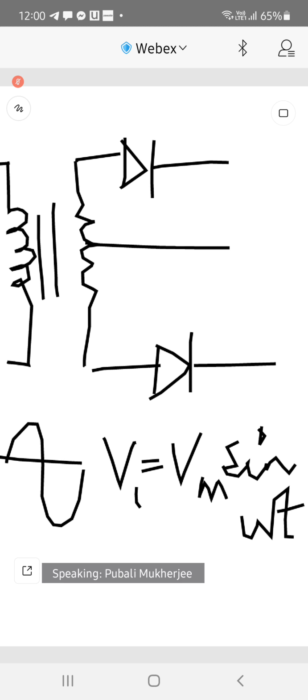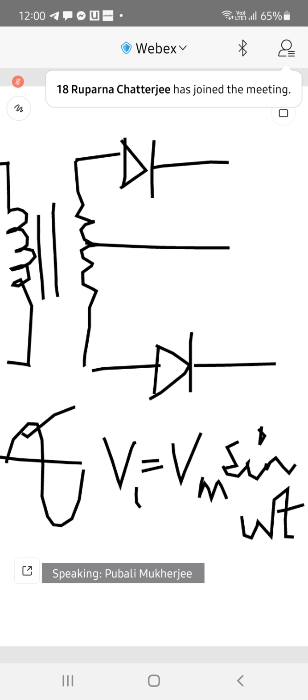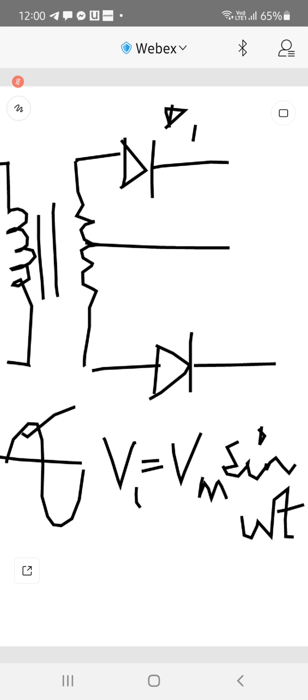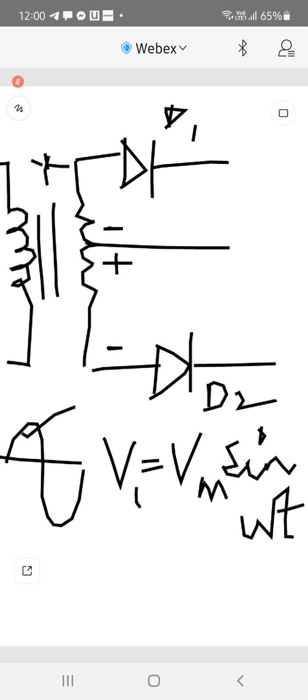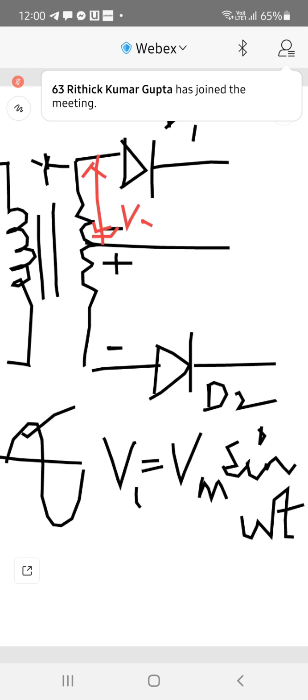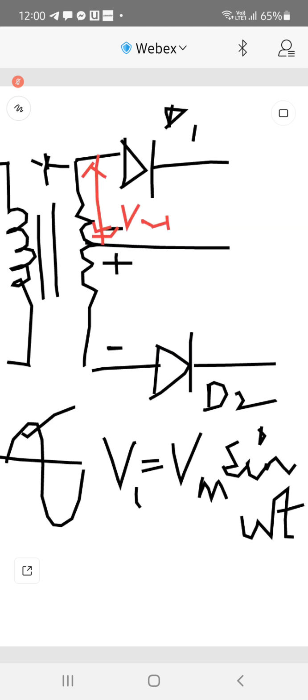So here is the center tap. Suppose for the positive half cycle of the input signal, this is D1, this is D2. So you have positive, positive, negative, positive, negative, marking in red the values of Vm. This is Vm. This is also Vm.